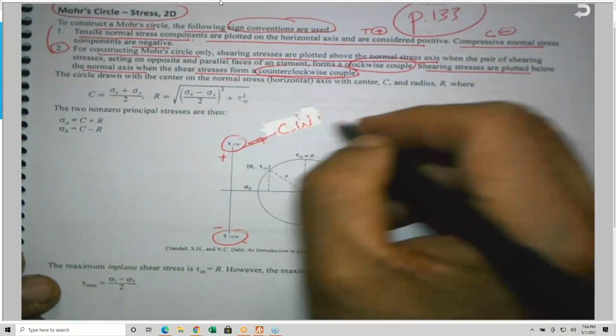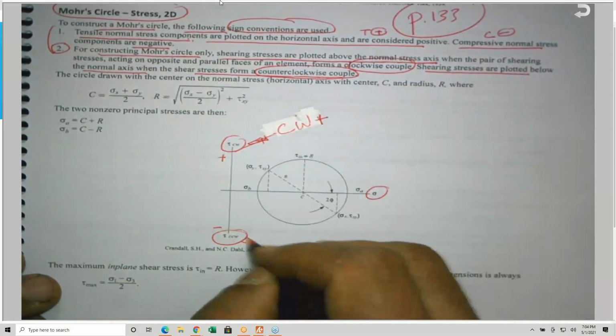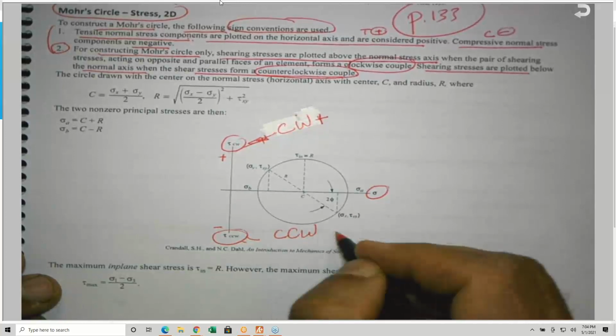So this is clockwise, which is positive, and this is counterclockwise, which is negative.